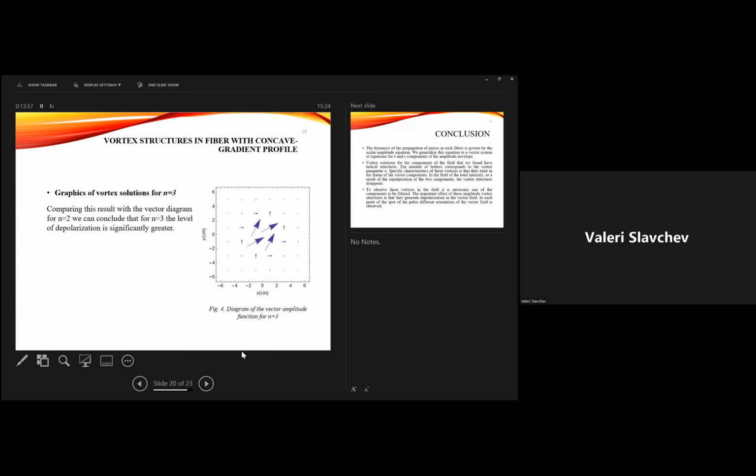Comparing these results of the vector diagram with the vector diagram for n equals 2, we can conclude that for n equals 3, the level of depolarization is significantly greater. That's clearly seen in this figure 2.